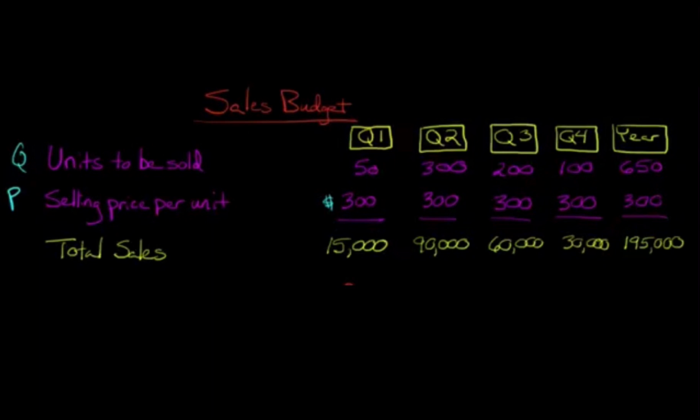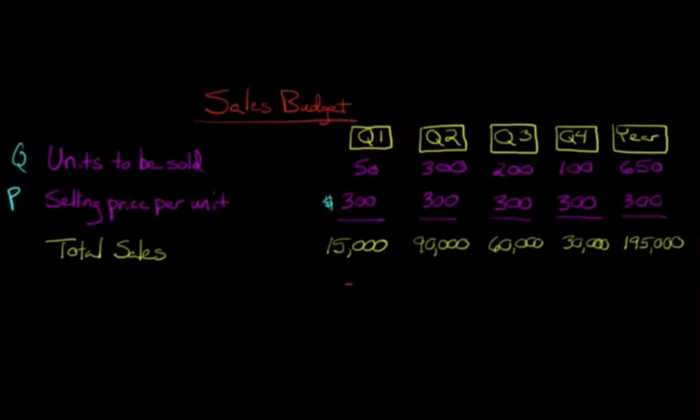So, makuha mo yung total sales ng first, second, third, and fourth quarter if imumultiply mo yung units to be sold and selling price per unit. Example, per quarter 1 is 50 times 300 is equals to 15,000. For quarter number 2 is 300 times 300 is equals to 90,000, and for quarter 3 is 200 times 300 is equals to 60,000, and for quarter 4 is 100 times 300 is equals to 30,000.